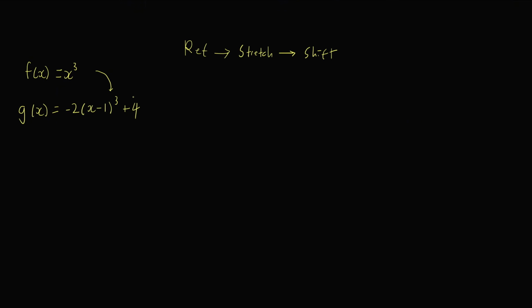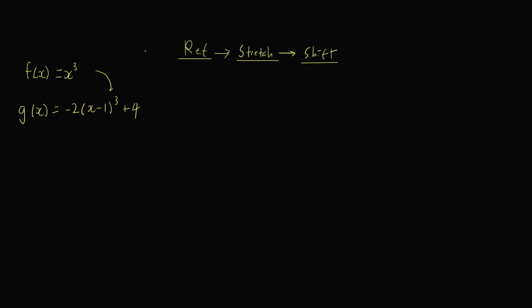So let's look at this example here. f of x is equal to x cubed, and g of x is equal to negative 2 times (x minus 1) cubed plus 4. And we're going to be looking at what kind of transformations x to the power of 3 went through to get to g of x. The general rule for stating transformations is reflection first, stretch second, and shift third. That is the easiest way. So let's look at this here.